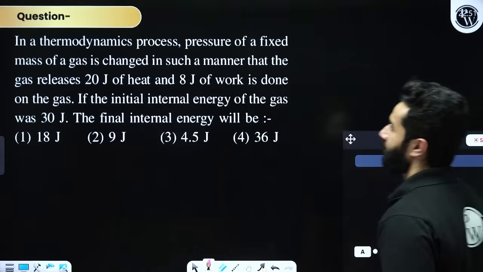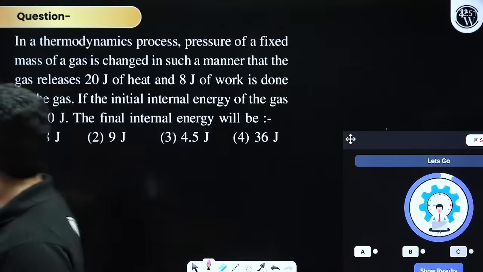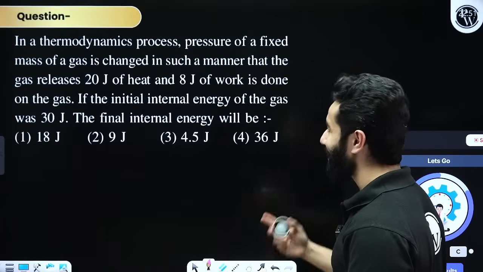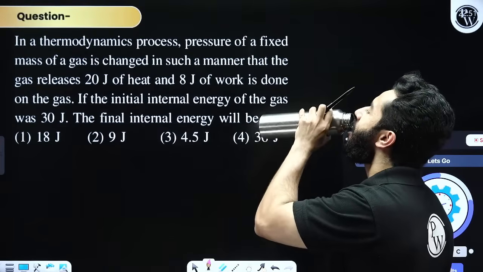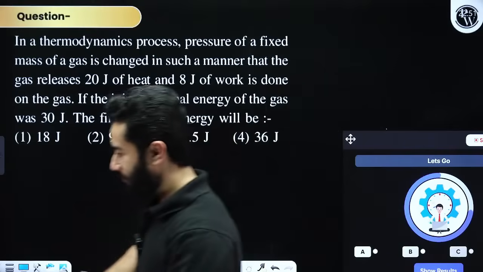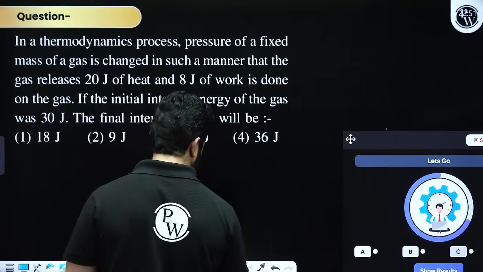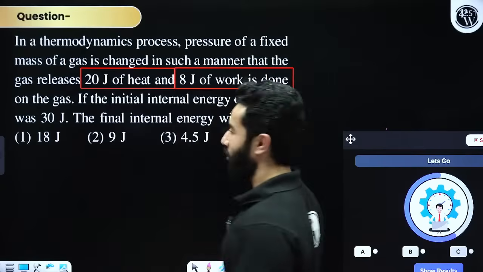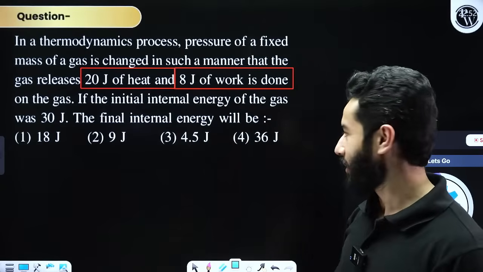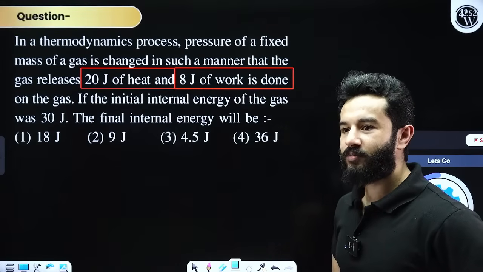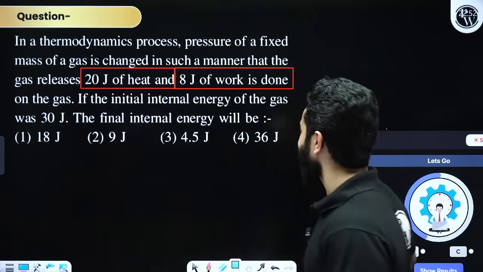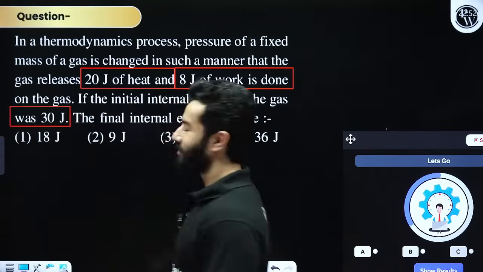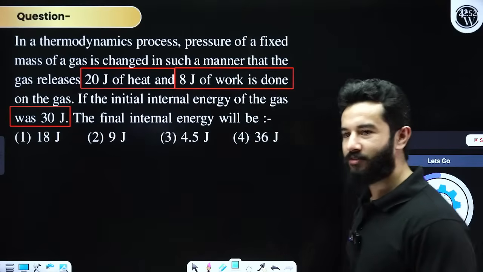Let's start. In a thermodynamic process, the pressure of a fixed mass of a gas is changed in such a manner that the gas releases 20 joule of heat. If it is releasing 20 joule of heat, that means we are going to take it as negative. And 8 joule of work is done on the gas. Clear? Quick. Then if the initial internal energy of the gas was 30 joule, the final internal energy will be? Come on.